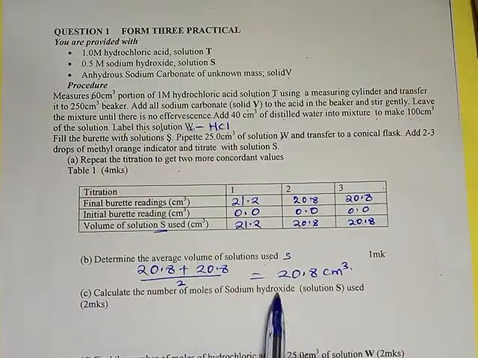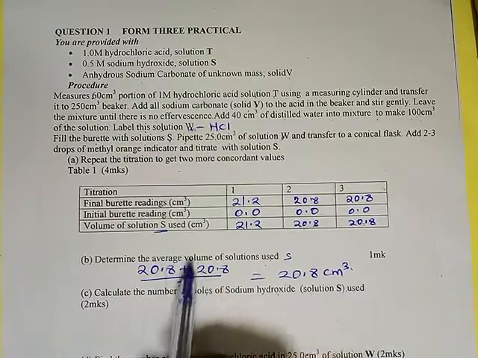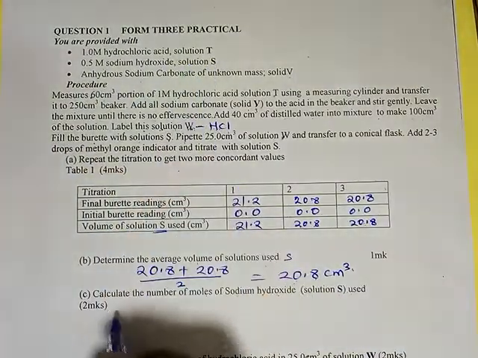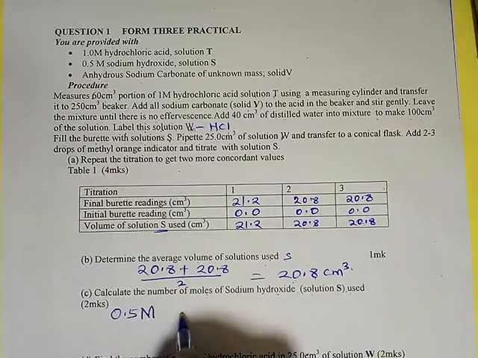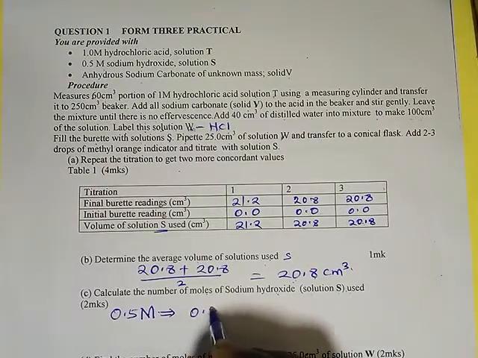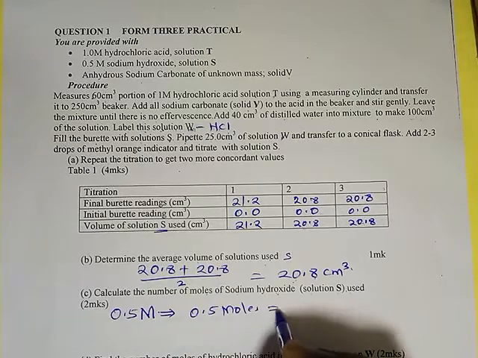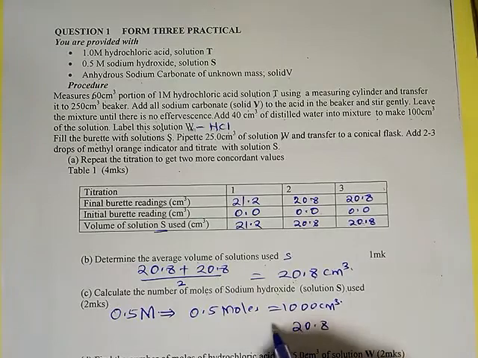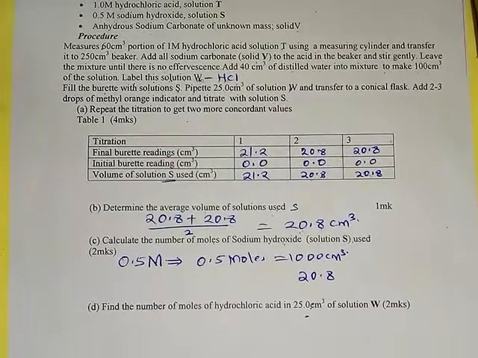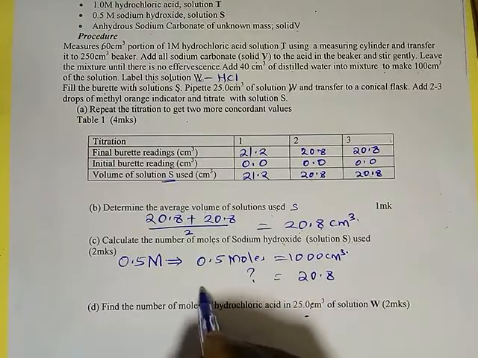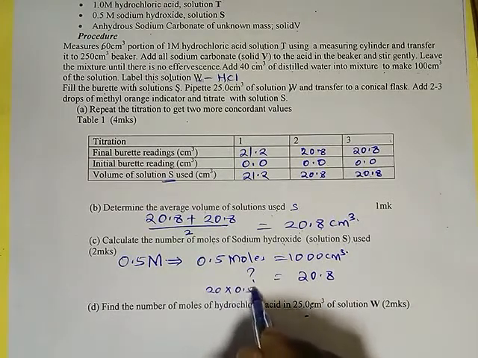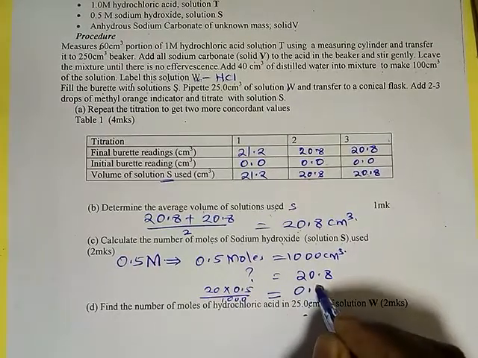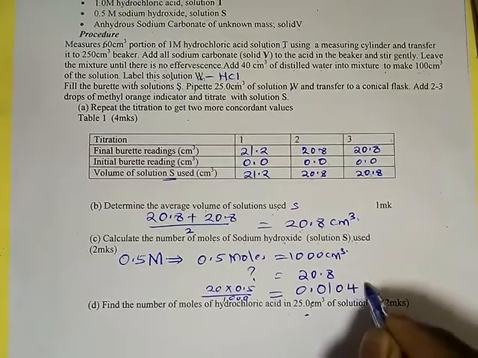Calculate the number of moles of sodium hydroxide solution S used. Solution S, we have used 20.8. But we have the molarity of solution S. That one is easy. 0.5 capital M means 0.5 is the number of moles in 1,000 cm³. We ask, 20.8 contains how many? So it is 20.8 times 0.5 divided by 1000. This one will give you 0.0104 moles.